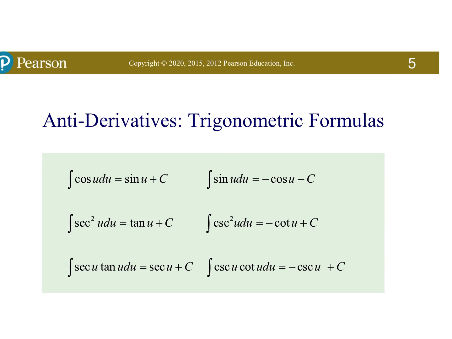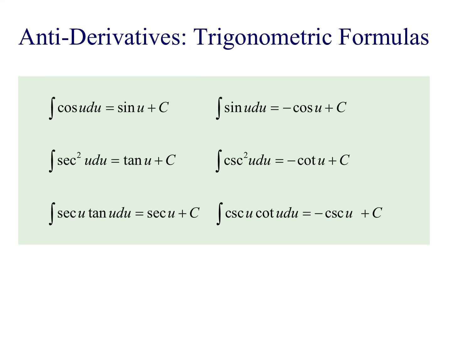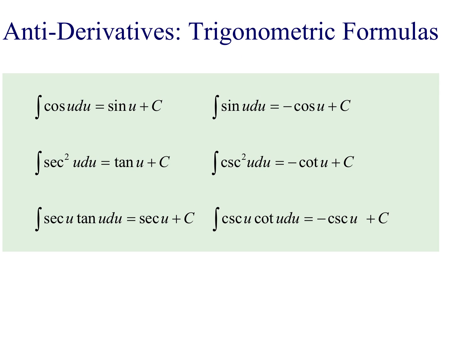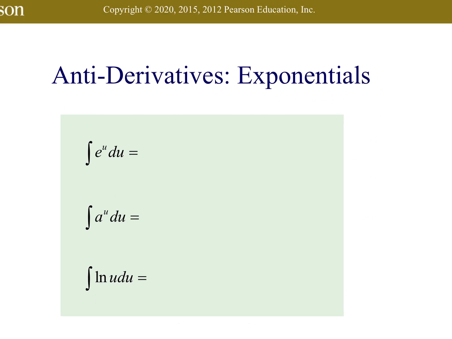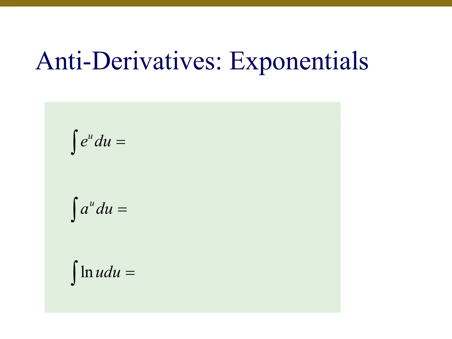All the trig antiderivatives, you should be fluent in those. You should be comfortable moving back and forth between the various derivatives and antiderivatives. Cosine doesn't have a negative in its antiderivative. It's positive sine. It's sine that has the negative for its cosine, but you should be familiar with all of those. You should also be familiar with the antiderivatives of exponentials.